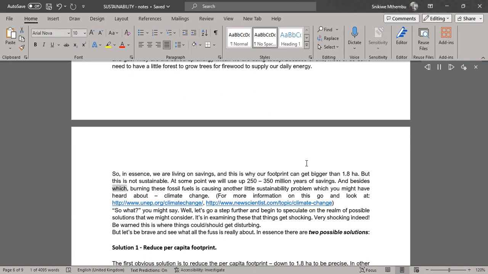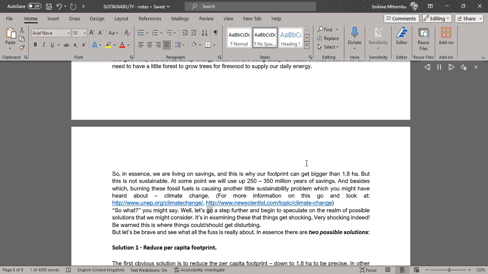And besides which, burning these fossil fuels is causing another little sustainability problem which you might have heard about: climate change. For more information on this, go and look at http://www.unep.org/climate change, http://www.newscientist.com/topic/climate-change. So what, you might say?